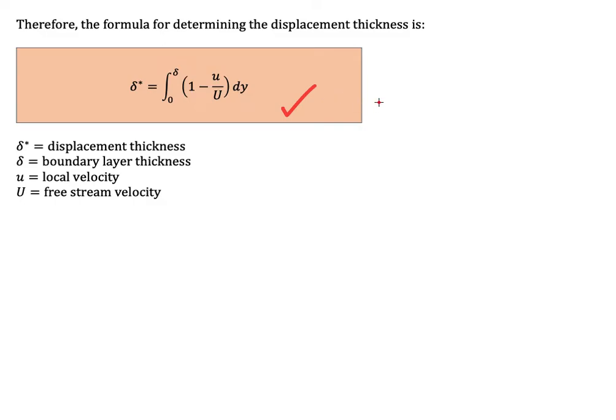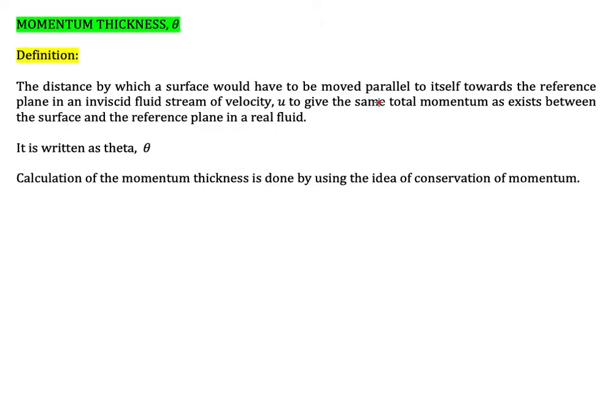And then because the flow is moving at certain velocity, we need to think about the momentum thickness. Okay, what is momentum thickness? Momentum thickness is the distance by which a surface would have to be moved parallel to itself towards the reference plane in an inviscid fluid system, a stream of velocity U, to give the same total momentum as exists between the surface and the reference plane in the real fluid. It is written as theta.